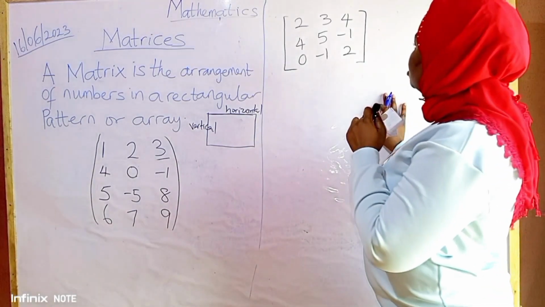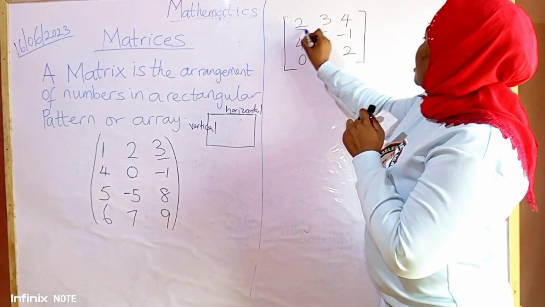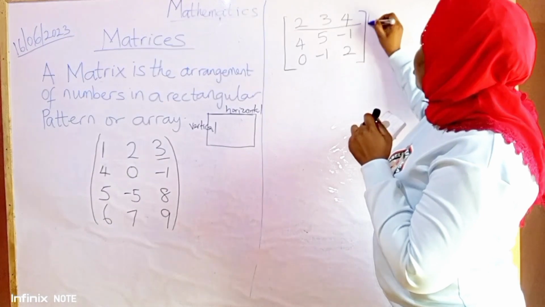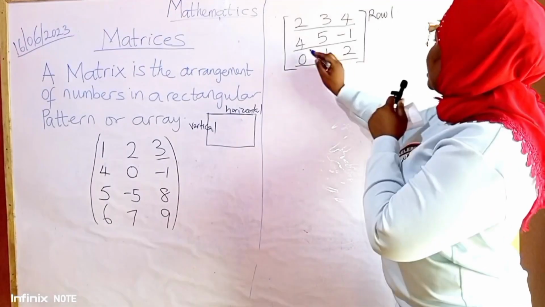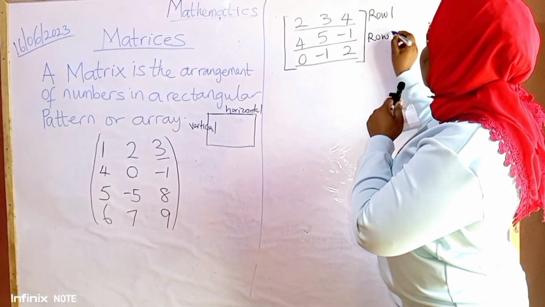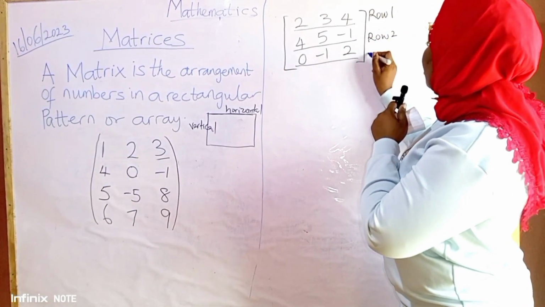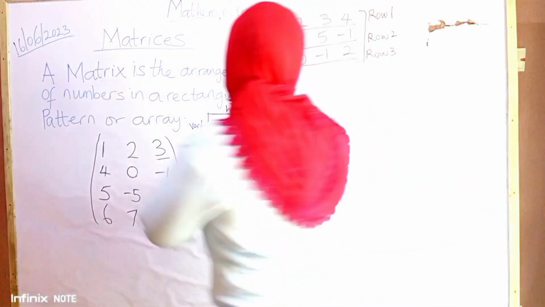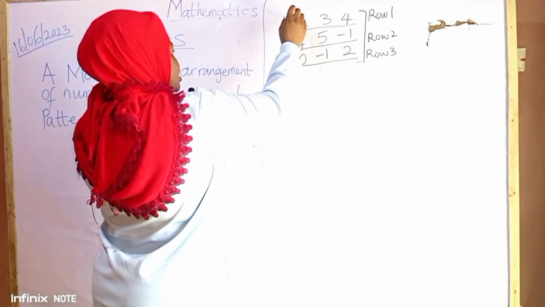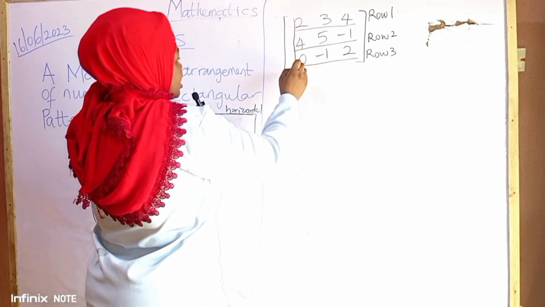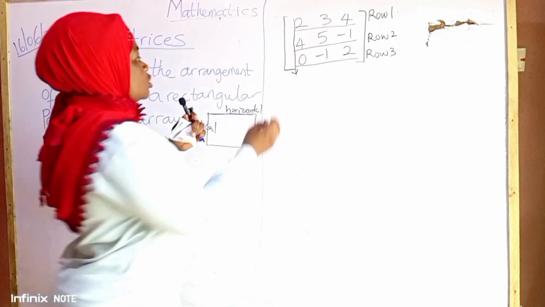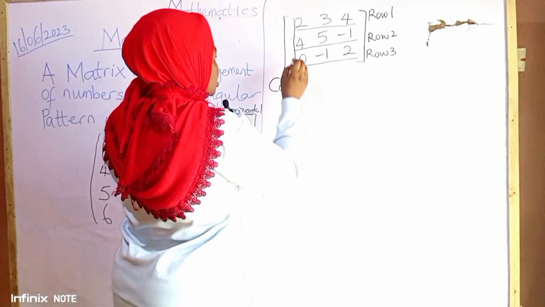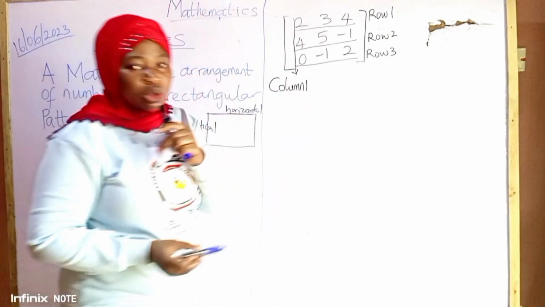Now, another thing that you need to know is that this is horizontal 1. This horizontal is known as a row. This is row 1. Here is row 2. So the third horizontal line is what? Row 3. Now, those that lie on a vertical line, here, that is 2, 4, 0. You can see, this is a vertical line. So this is column 1. Those numbers that lie on the vertical line are known as the columns of a matrix.